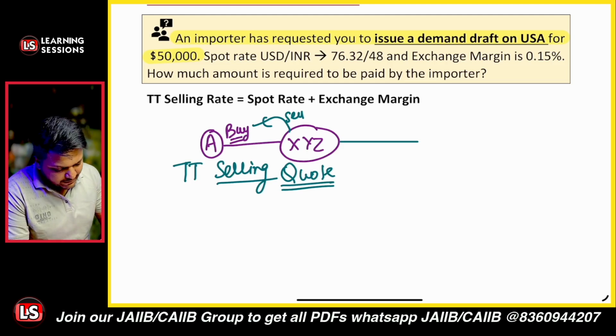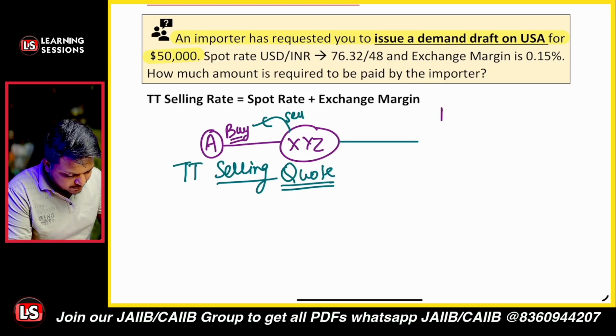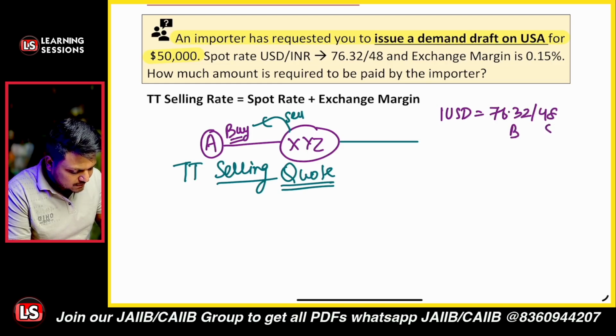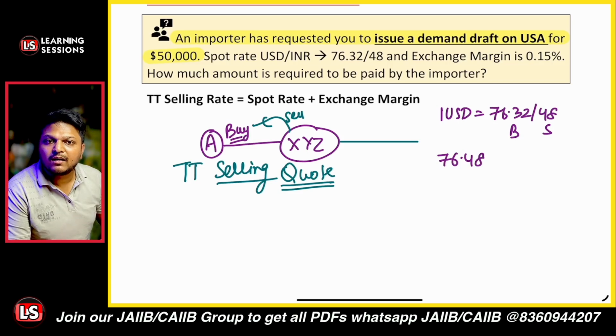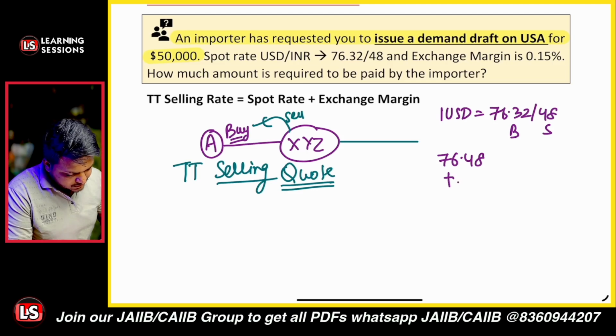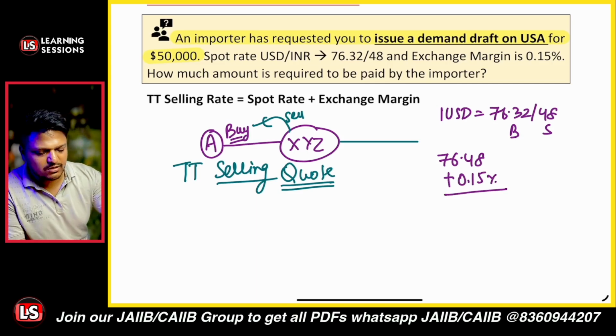So we are having the spot rate. The spot rate is given to be 1 USD is equal to 76.32/48. So this is a buying cost, this is a selling cost, and we'll be considering the selling cost. So it is 76.48. Right? And also this is a selling cost. So for all the selling costs, the exchange margin is to be added up. So plus 0.15%. That's it. You just solve the question.